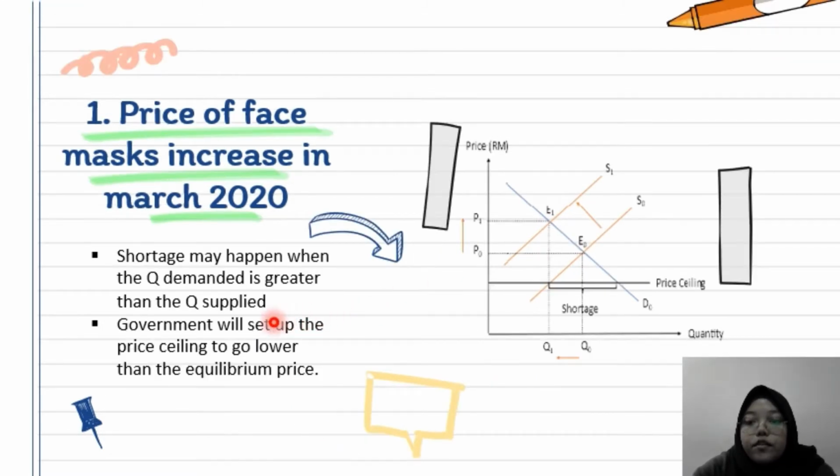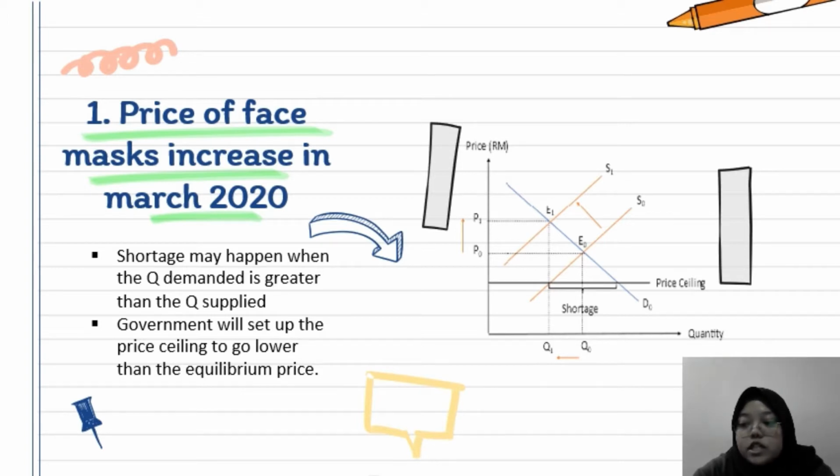When the demand for face masks increases, a shortage happens when the quantity demanded is greater than the quantity supplied for face masks. In this situation, it causes the producer or seller to sell at a higher price and consumers to pay at a higher price.